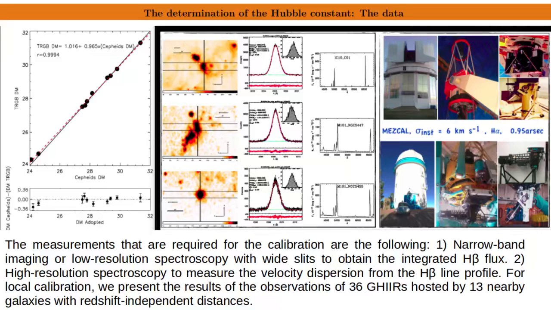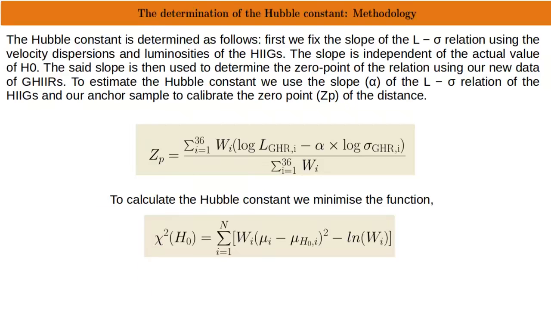The data consists of high-resolution spectroscopy to measure the velocity dispersion and low-resolution spectroscopy to measure the fluxes. The data were taken in a small telescope for the calibration of the zero point, and the HII galaxies were compiled from Chavez 2014. The methodology consists of the calibration of the zero point with the giant HII regions using the fixed slope determined by the HII galaxies. So we defined the distance indicator.